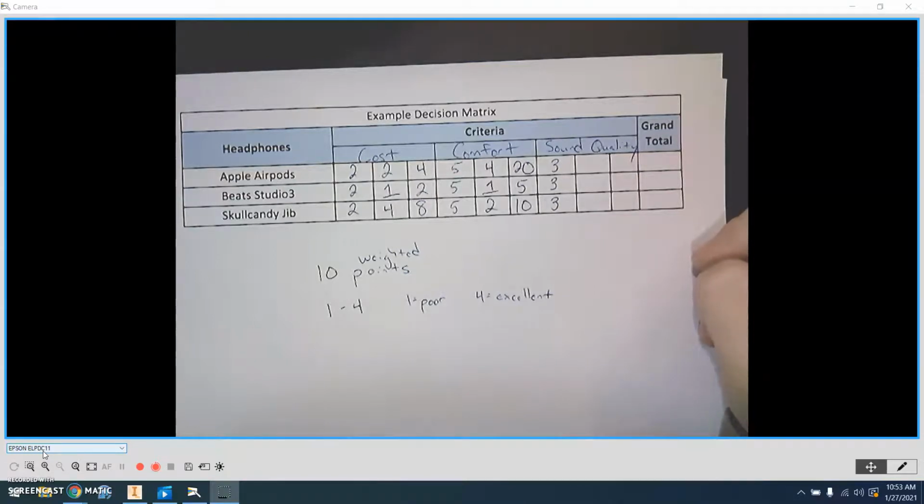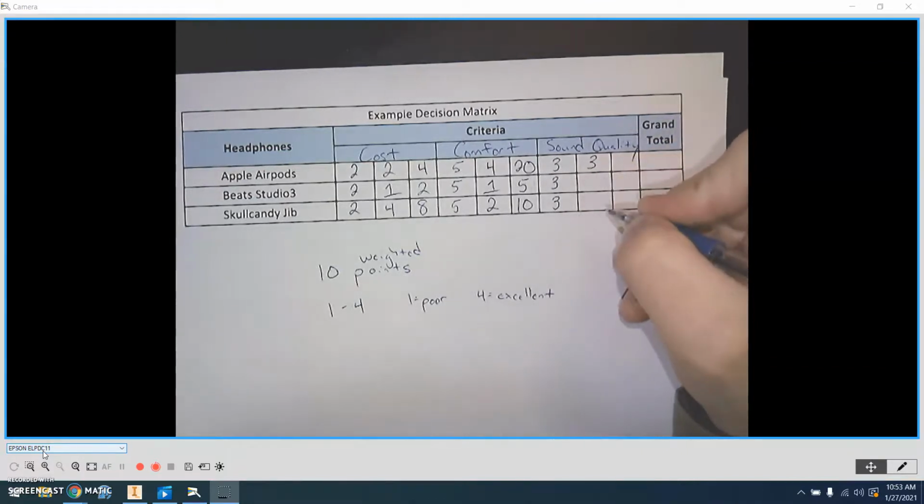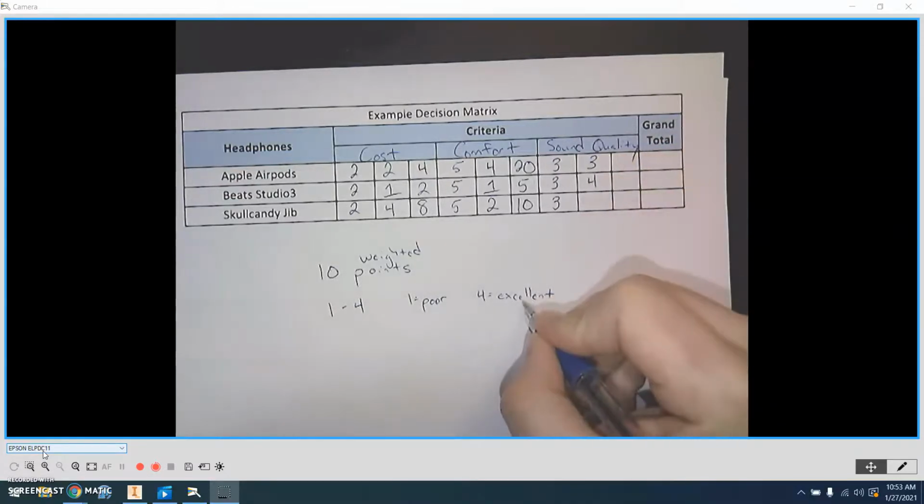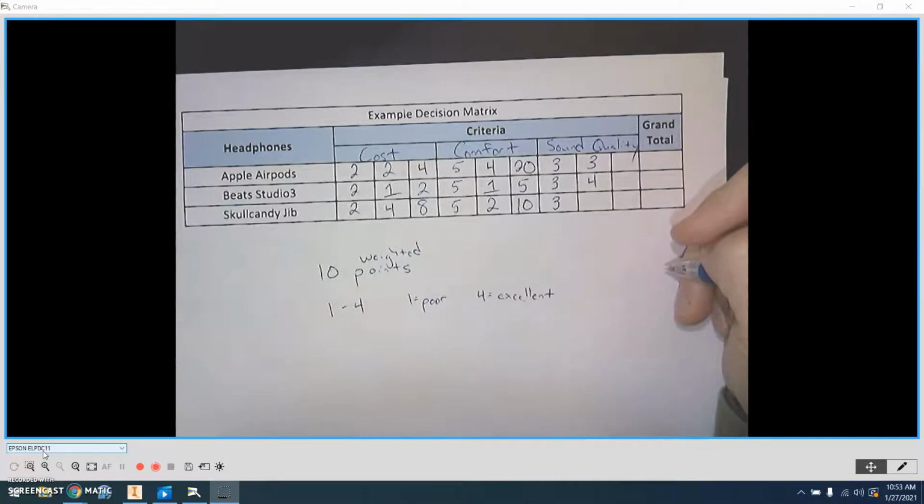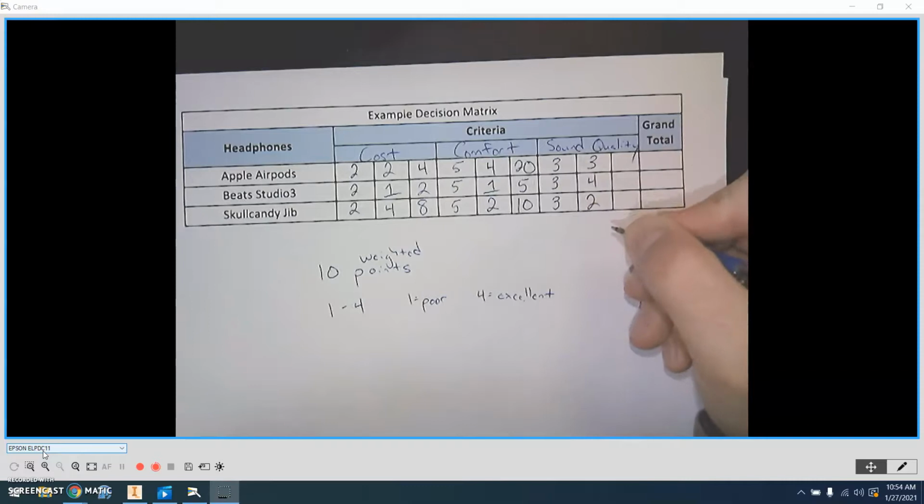Lastly, I'm going to evaluate sound quality. So I would say the AirPods would probably get a 3. They sound pretty good. I've heard good things about them. The Beats over ear is always going to sound better. So I'm going to say they get 4. Excellent. And then the Skull Candy, I've heard those aren't as good. The sound quality is not as good, the reviews I saw. So not poor. Let's give it a 2, just above poor.